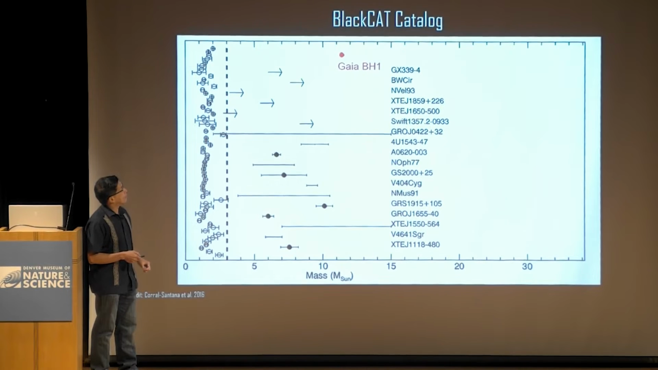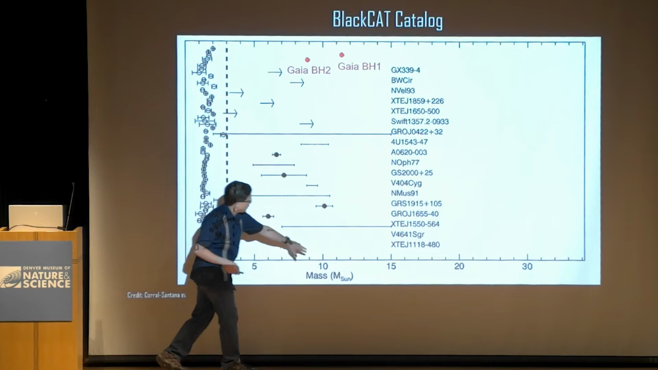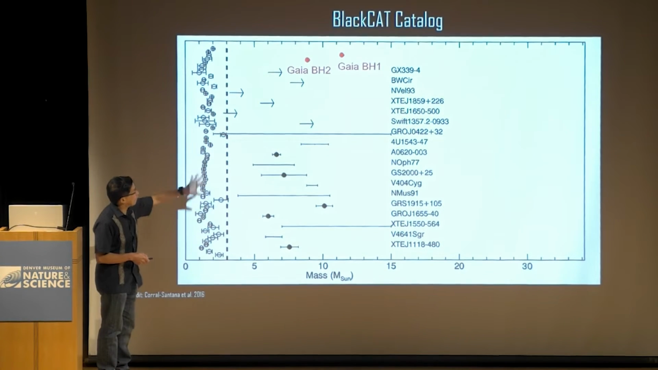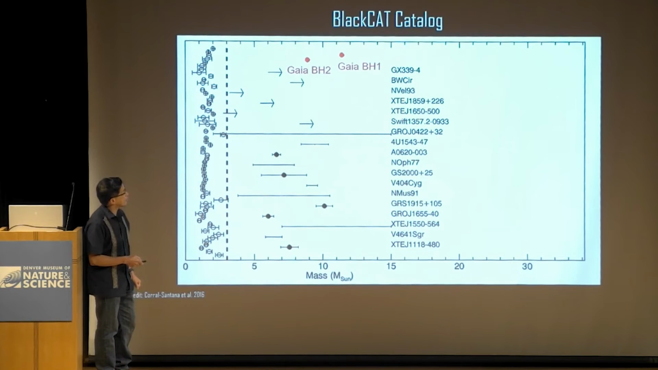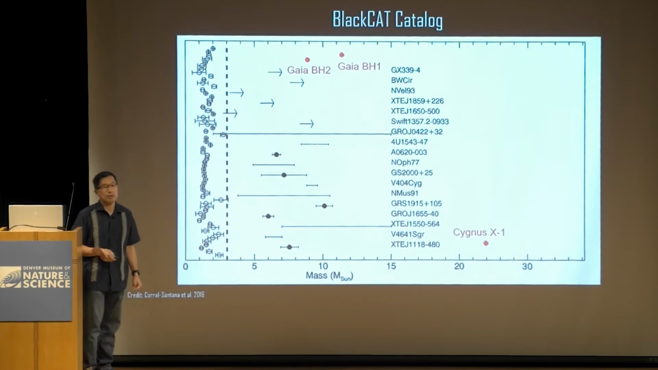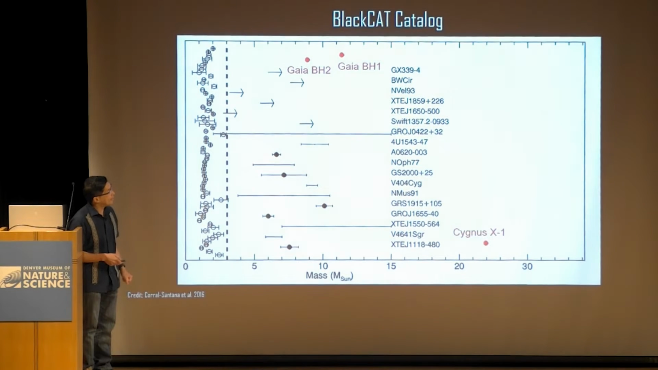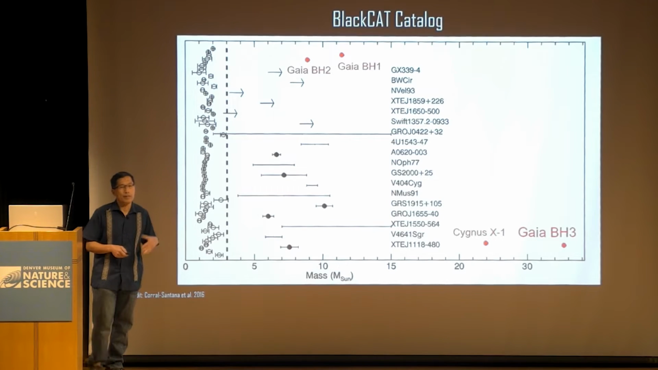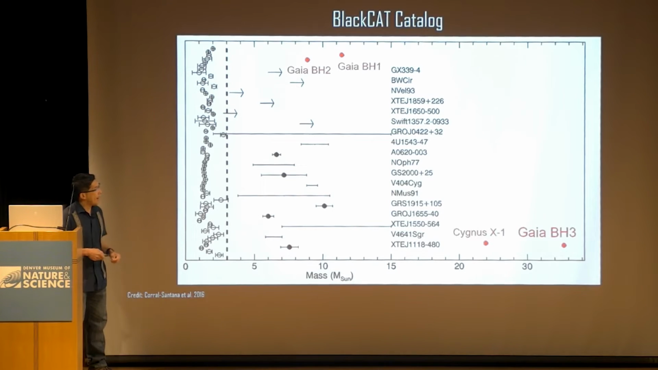Gaia BH1 and Gaia BH2 are also right around 10 solar masses, so they clump up with the rest of these other black holes. Cygnus X1 is over 20 solar masses, so it's way off at the end. And then finally, as we saw in the title of the paper, Gaia BH3, this newly discovered black hole, is at 33 solar masses.